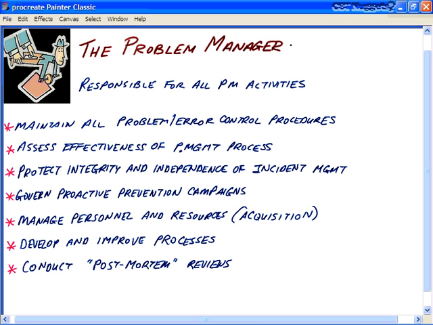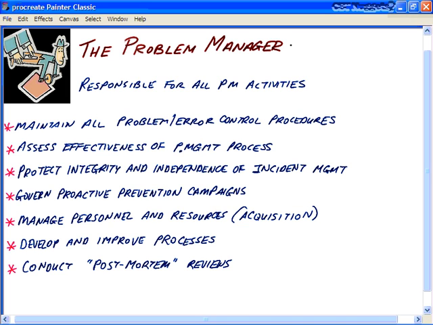Finally, we're going to look at the role of the problem manager, who's responsible for all of the problem management activities. Now, optimally, in an ITIL framework, the problem manager will be somebody separate from the incident manager. But in many organizations, that is the same person or the same team. If that's the case, it's important from an ITIL standpoint to still separate the duties of incident management from problem management, even if the same individual or team is in charge of the activities.